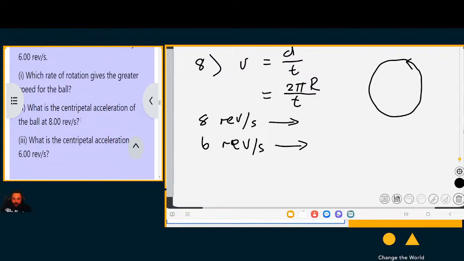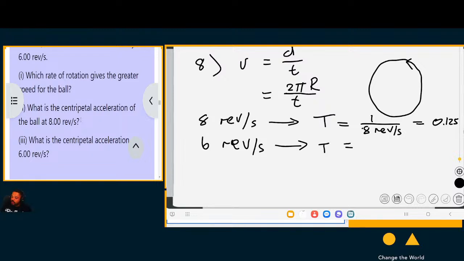Now we know that time is equal to the inverse of revolutions per second. So this is 8 revs per second. 1 revolution divided by 8 revs per second will give you your answer in units of time. 0.125 seconds. Your answer is in seconds.